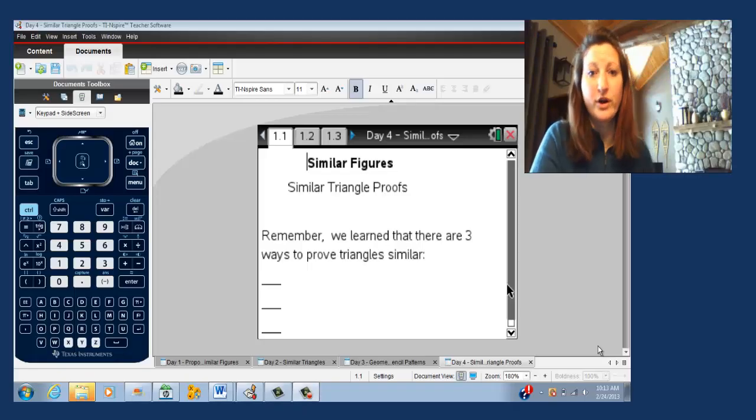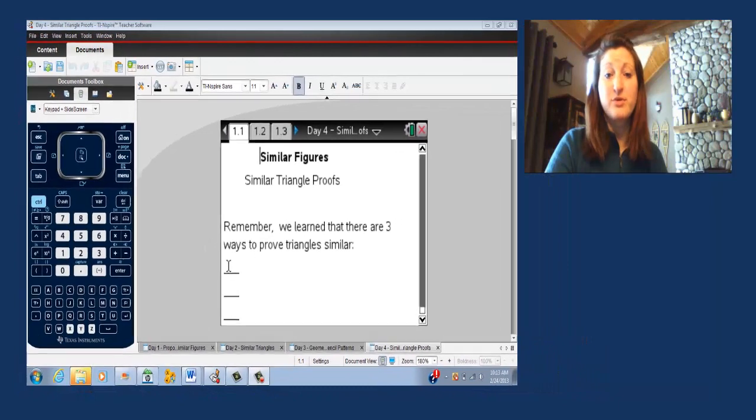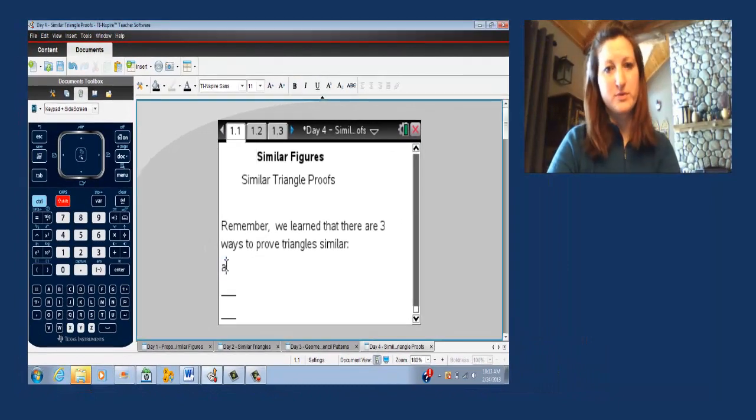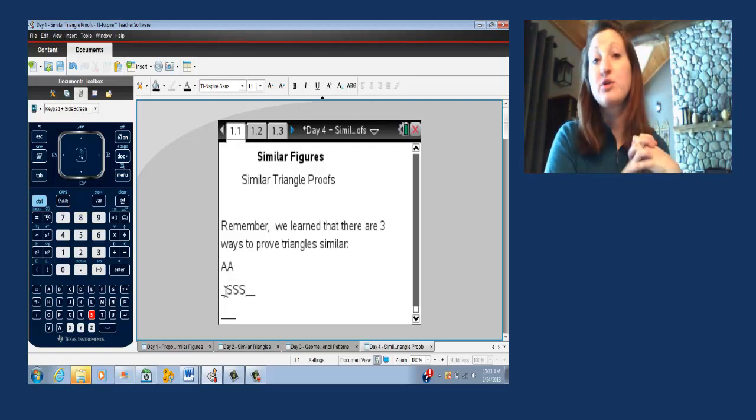Hi, for day 4, what we're going to do is actually get into the similar triangle proofs. So way back in the beginning, probably day 2, we took a look and saw that there were 3 ways to prove that triangles were similar. We saw angle, angle, we saw side, side, side, and then there was a big warning that this is different from congruent triangle proofs.